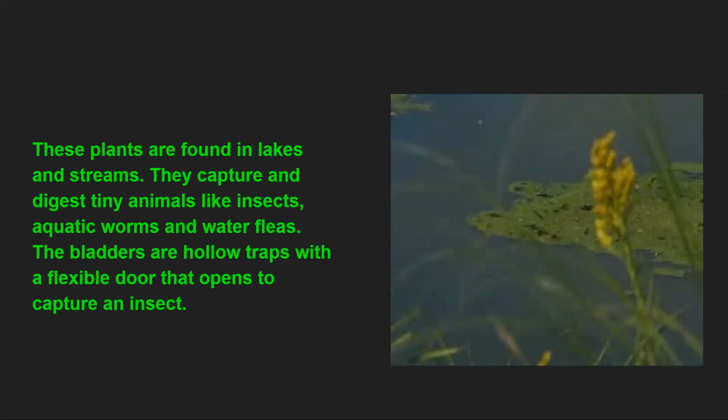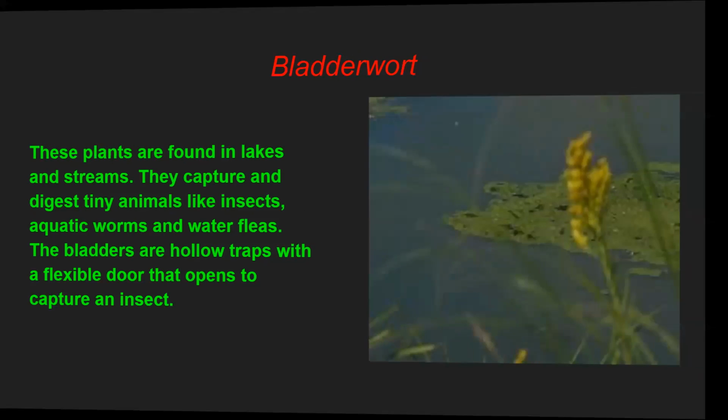Look here, this plant is found in lakes and streams. So they capture tiny animals, small insects or aquatic worms. Aquatic worms means the worms which are found in the water. They are called aquatic worms. So they eat them. The name of this plant is bladderwort. Now come to the next one.